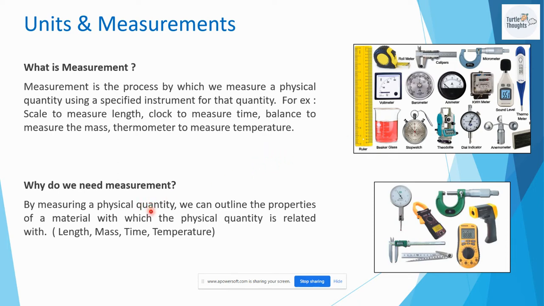Why do we need measurement? By measuring a physical quantity, we can outline the property of a material with which a physical quantity is related. For example, length, mass, time, temperature. Let me give an example. Imagine you go to a doctor, and he has to check whether you have fever or not. Without measuring your temperature, can he find out whether you have fever or not? No, he cannot do it, right?